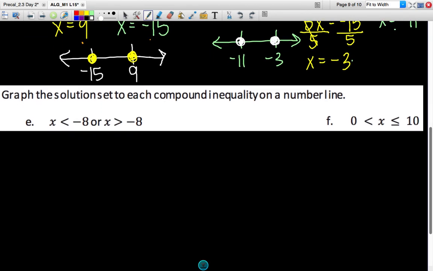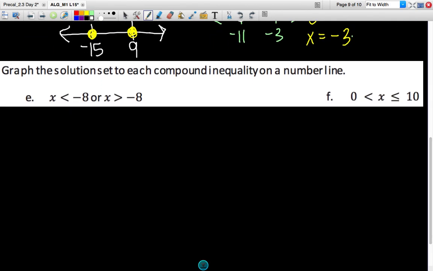Look at E. These directions say graph each solution set to each compound inequality on a number line. x is less than negative 8, or x is greater than negative 8. These are already solved because the x, the variable, is by itself. So if we draw a number line and we have negative 8, let's take the first one. We have an open circle and it's less than, which means I'm heading this way.